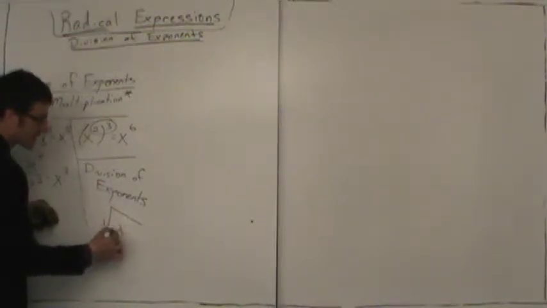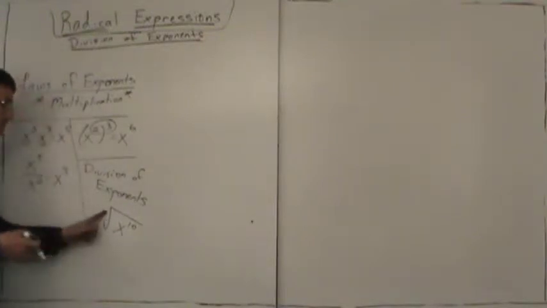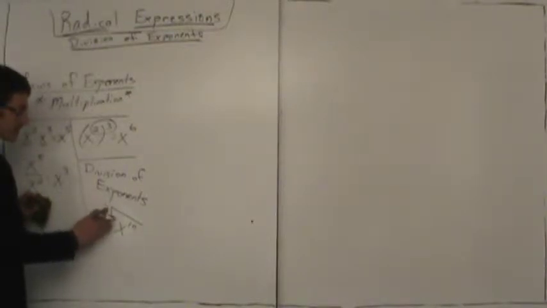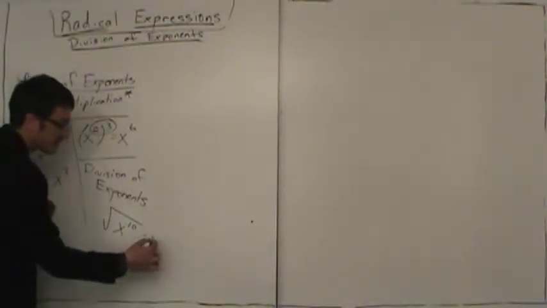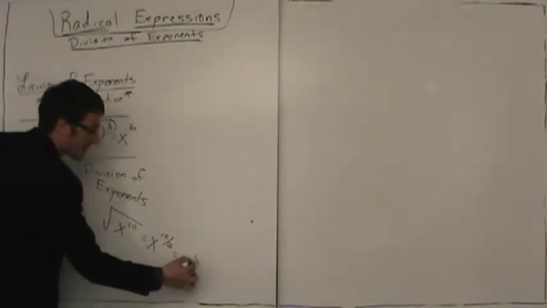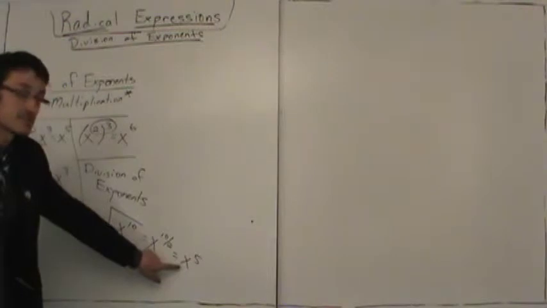We're looking at x to the 10th power, the square root of x to the 10th. Remember, what is this little number if it's unwritten? Our index is 2. So we're looking here at x to the 10 divided by 2. 10 divided by 2 gives what? 5. And if you write x to the 5th, this is wrong.